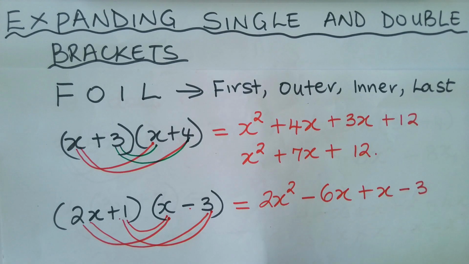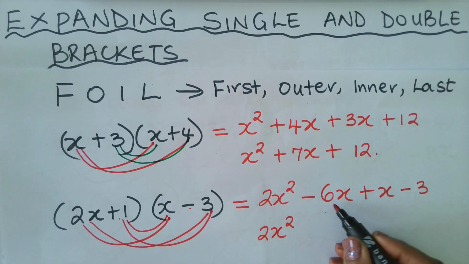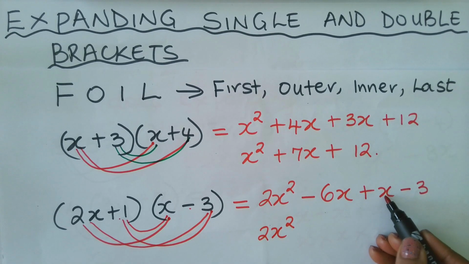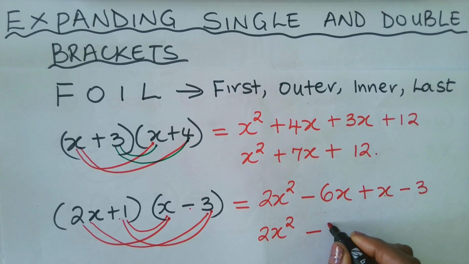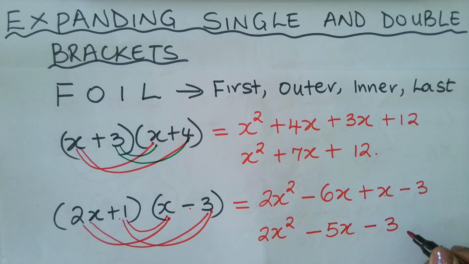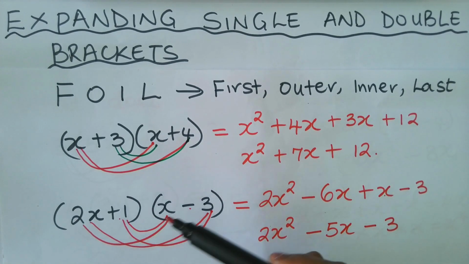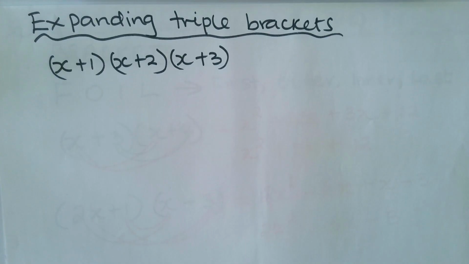Now we're going to bring the like terms together. We've got 2x squared, minus 6x plus x will give us minus 5x, minus 3. So we have successfully used FOIL to expand these brackets. Okay, now we're going to look at expanding triple brackets.